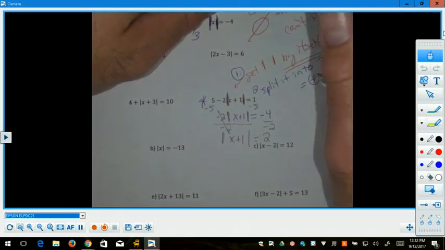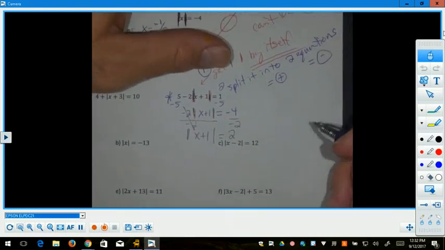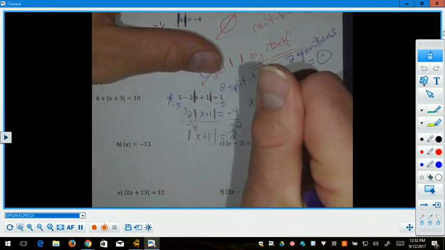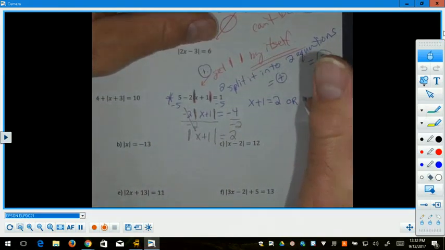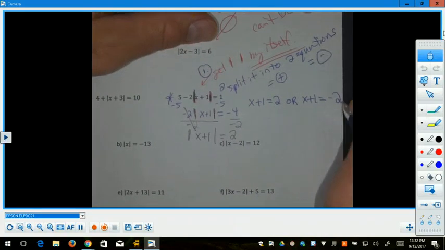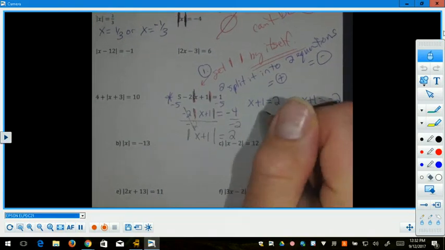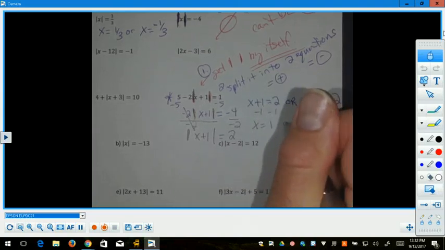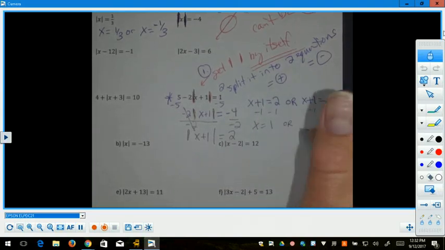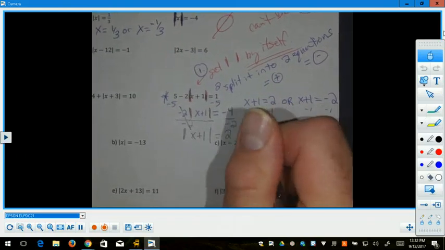One equal to the positive value and one equal to the negative value. So for this one, our equations would be x plus 1 equals 2 or x plus 1 equals negative 2. And you do need to split it into 2 different equations because you're going to get 2 different answers. So in doing this, I subtract 1 from both sides. I have x equals 1. On this side, when I subtract 1, I get x equals negative 3. So there are my 2 answers.